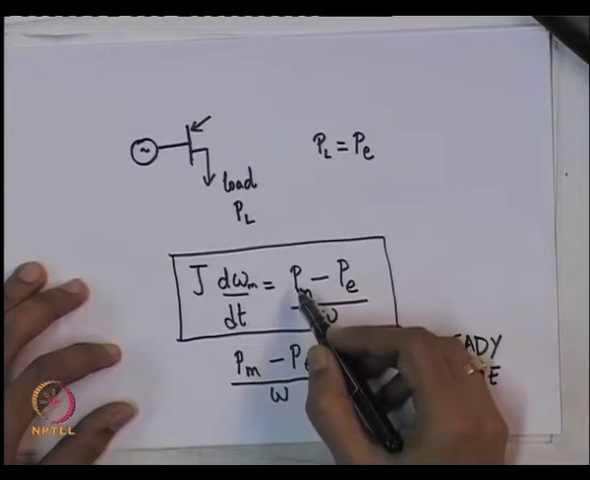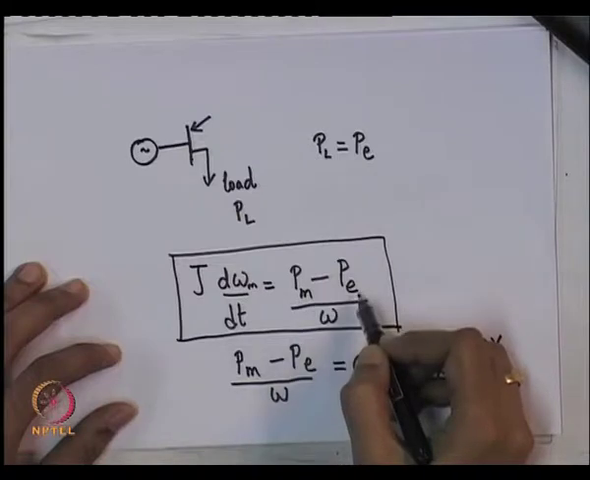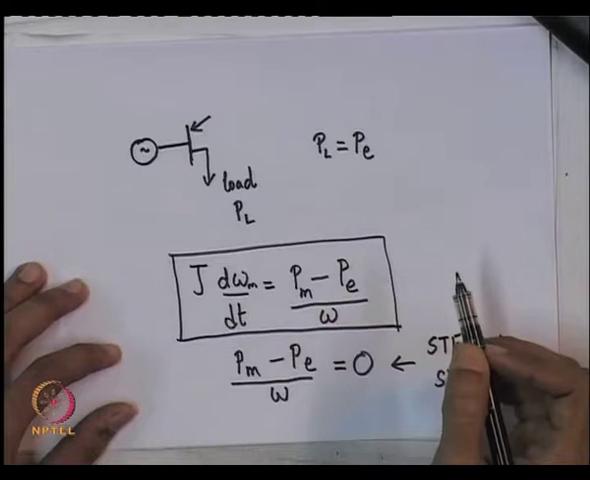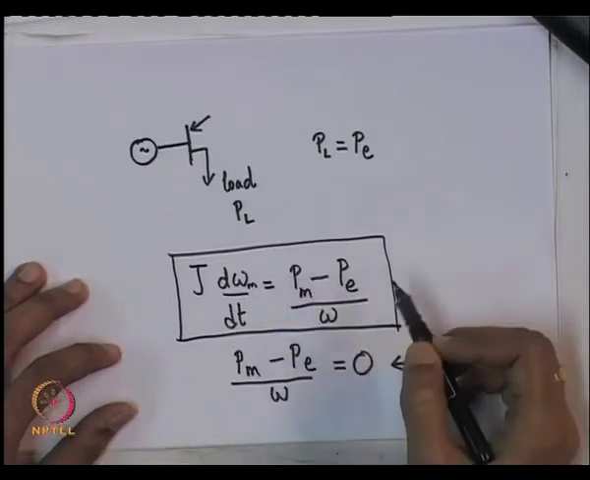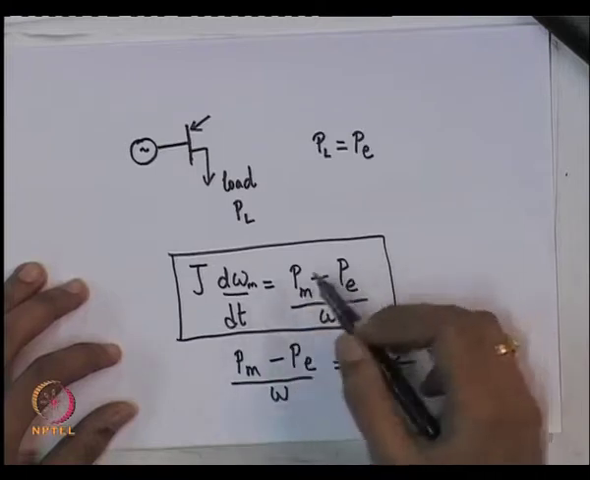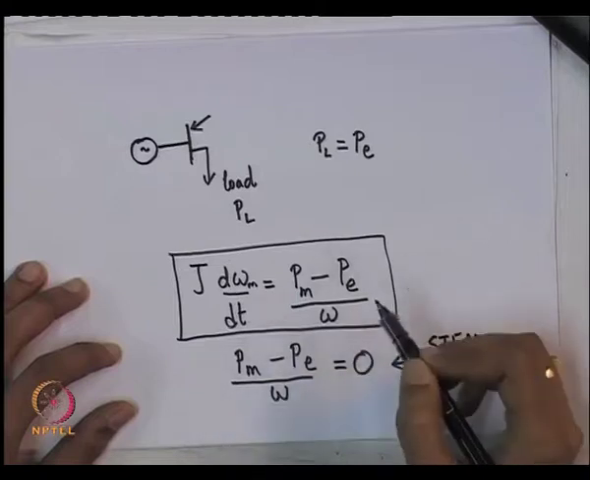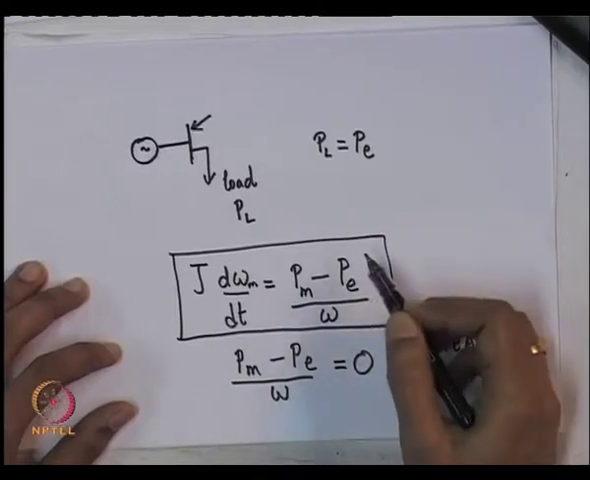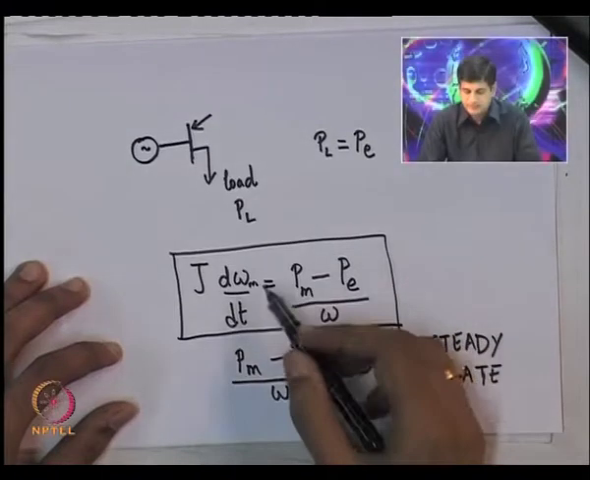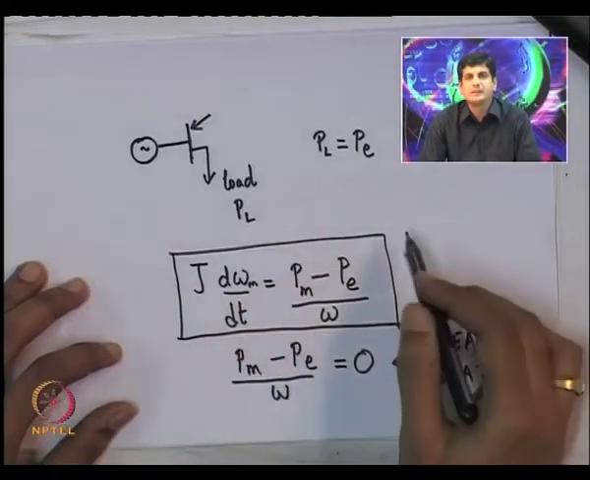What is likely to happen is there will be a sudden imbalance in this mechanical input and the load. If that happens, the speed will change. For example, if P E is less than P m, the machine will accelerate, and vice versa if P E is greater than P m. So, the speed of the machine is really determined by this equation.